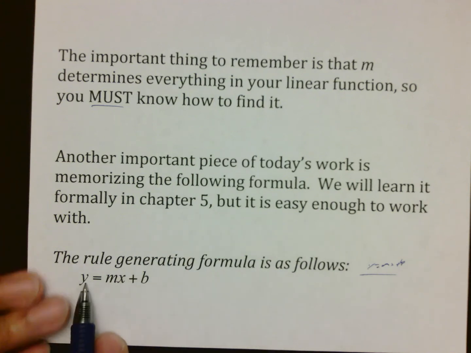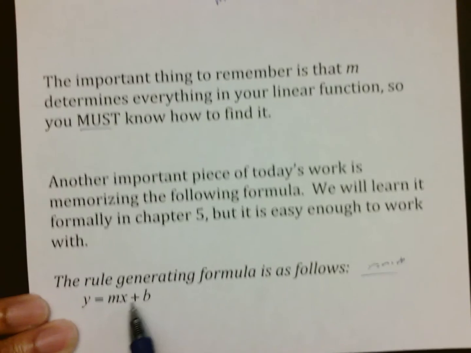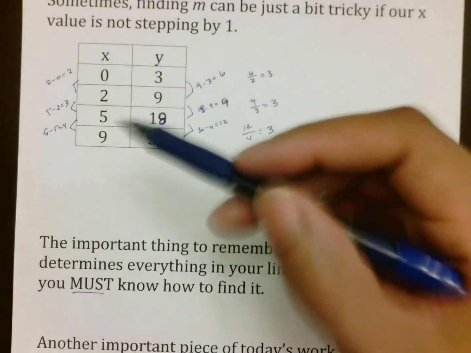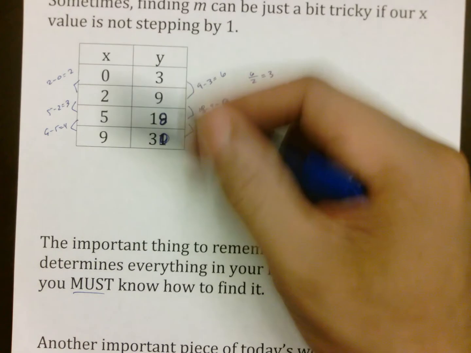We know that y is the right side of the table, which is this side. We know that m represents rate of change. We know that x represents the left side of the table. So even if this was people and hours, whatever is over here is y, whatever is over here is x.